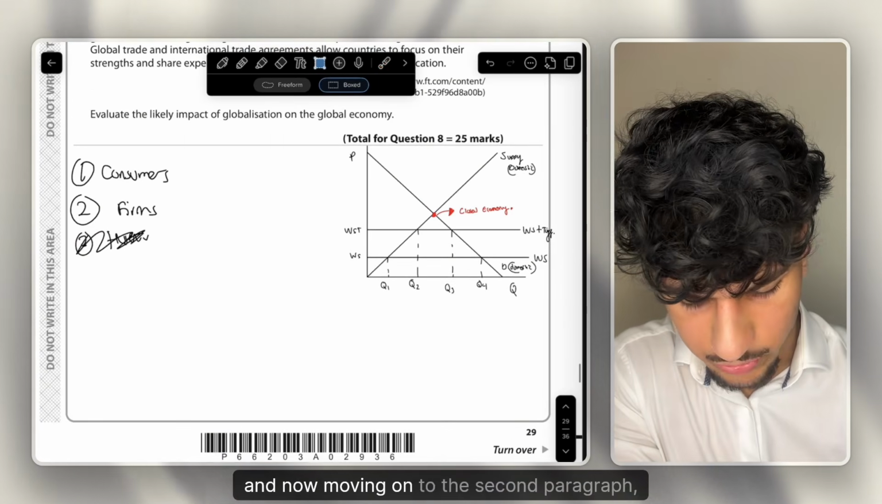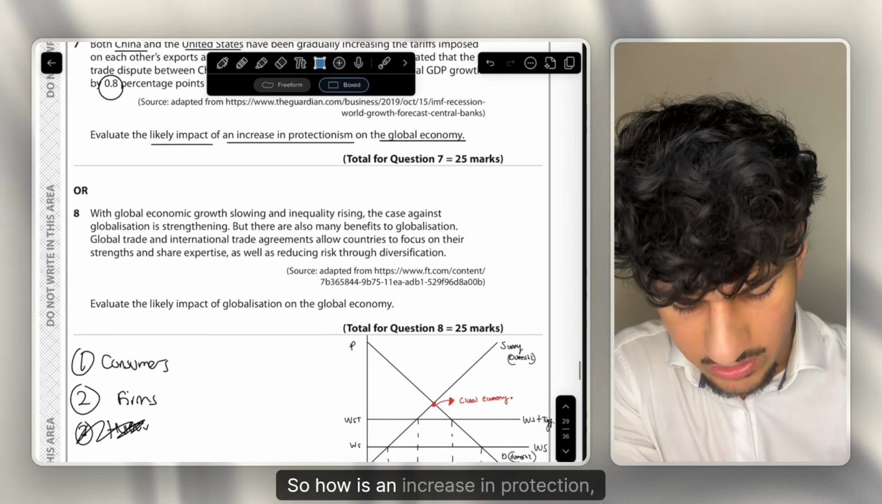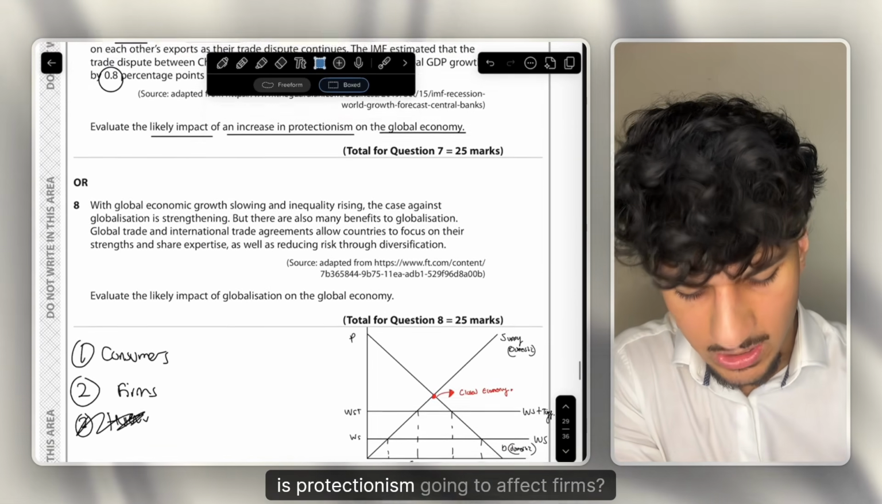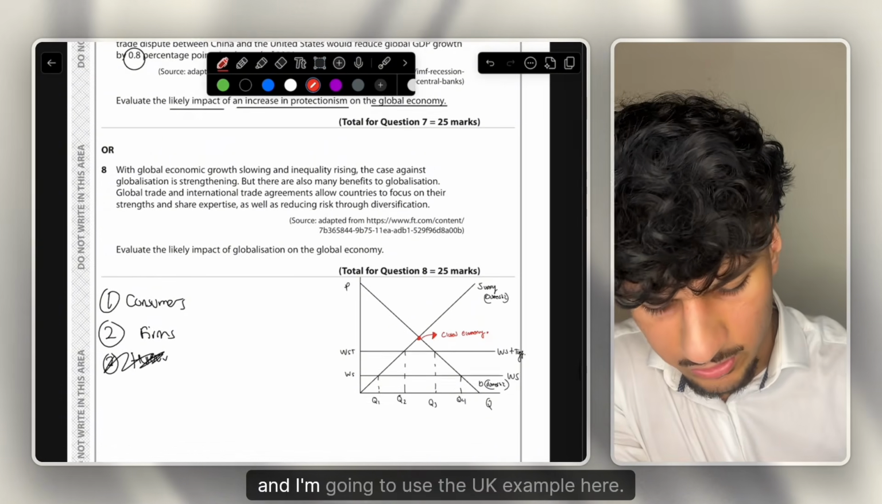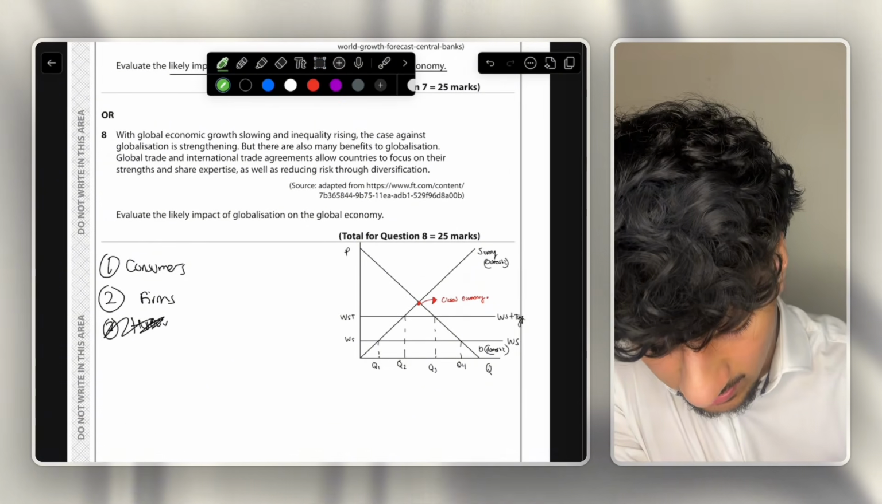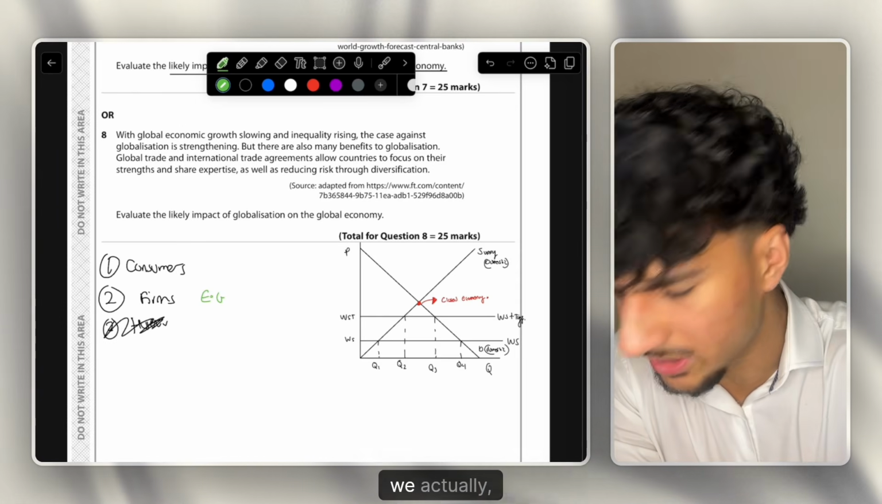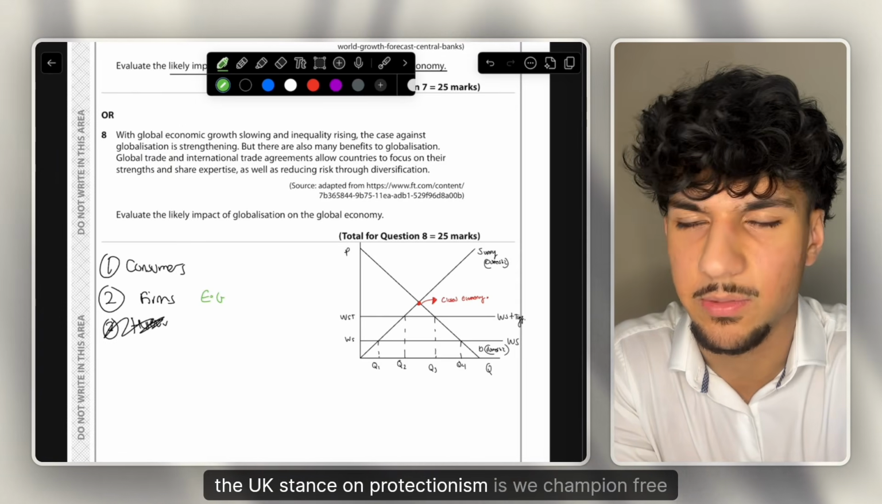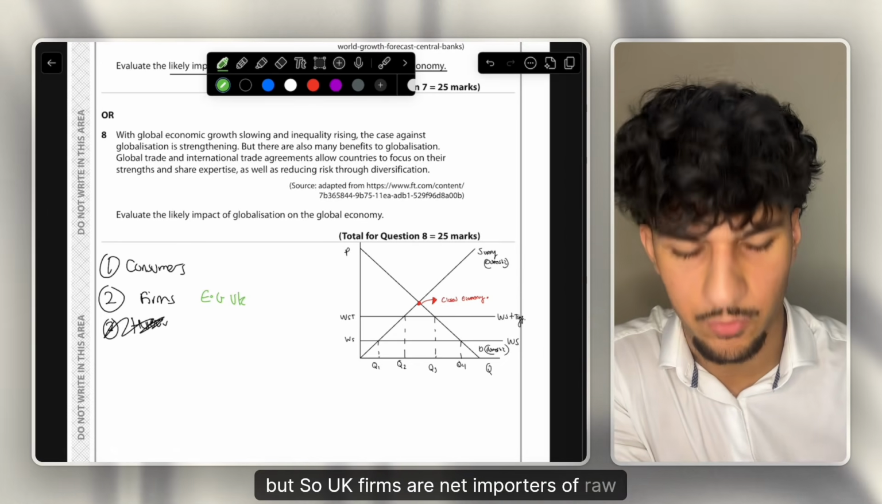Okay, and now moving on to the second paragraph, which is of course going to be on firms. So how is an increase in protectionism going to affect firms? Let's have a think about this. I'm going to use the UK example here. And how does the UK relate to protectionism? The UK stance on protectionism is that we champion free trade. So UK firms are net importers of raw materials.